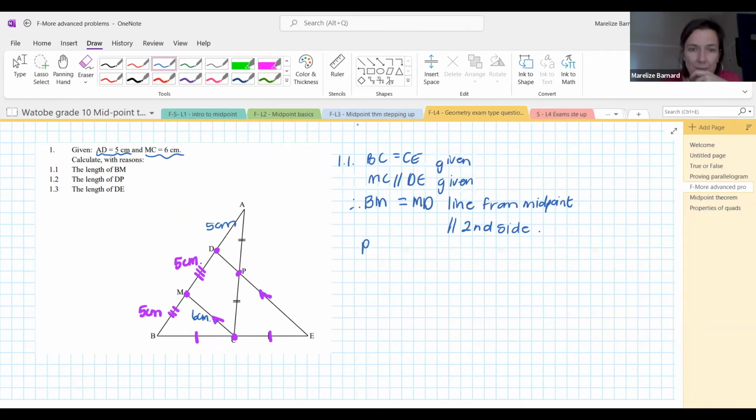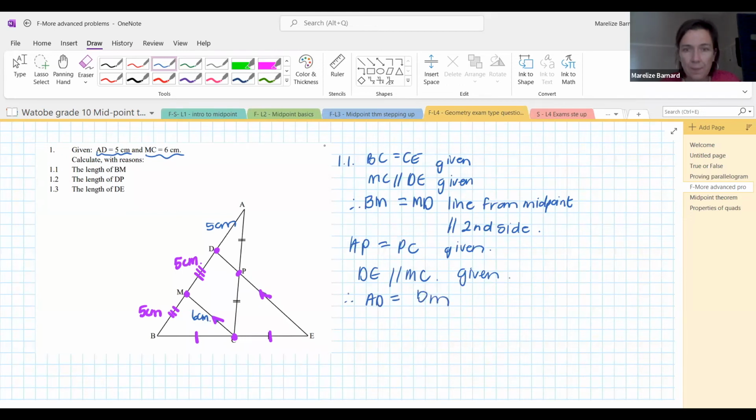We can say AP is equal to PC, that's given, and let's fix this quickly, DE, I don't know why I wrote DM. DE is parallel to MC, and that is given. Therefore, AD is going to be equal to DM, is going to be equal to 5 centimeters. Also, converse midpoint theorem, or line from midpoint parallel to second side.